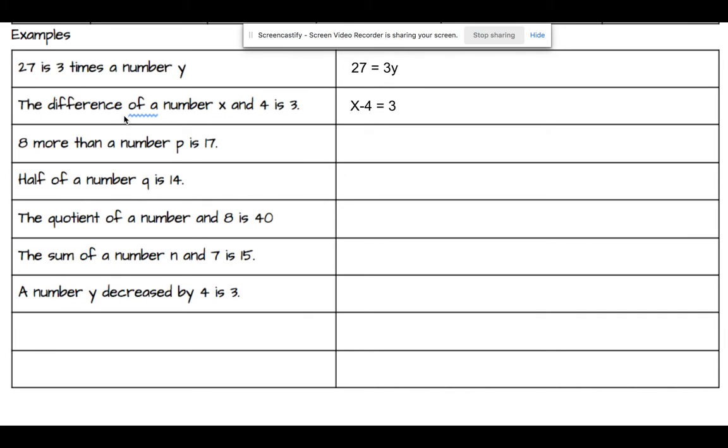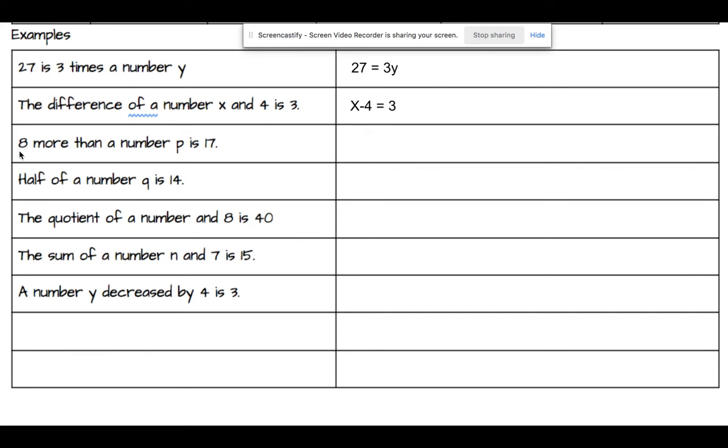The second one says the difference of a number x and 4 is 3. So that's the difference of a number x, so you put x first, and 4, so you put minus 4 equals 3. It's important that you do them in that order. If it said it the other way around, the difference of 4 and a number is 3, then you would put the 4 first. But since it says a difference of a number x and 4, you always write them in the order that they're written when you're talking about subtraction. Subtraction order matters, right? So x minus 4 equals 3. So remember that is sign was the equals.